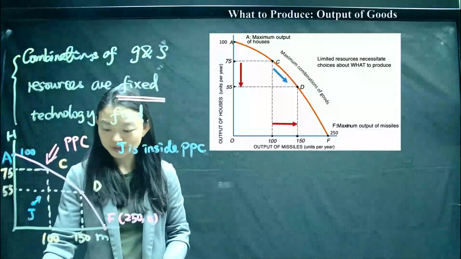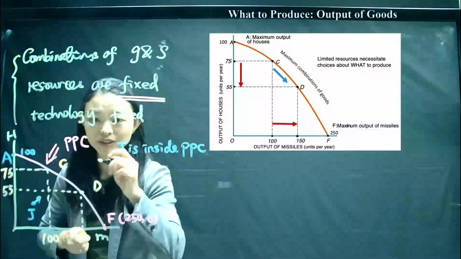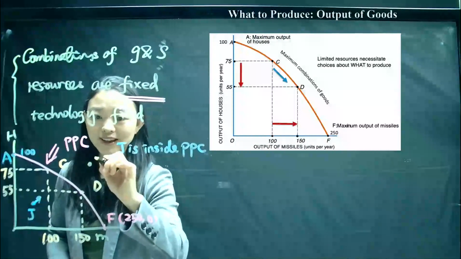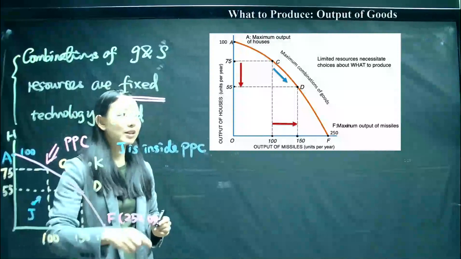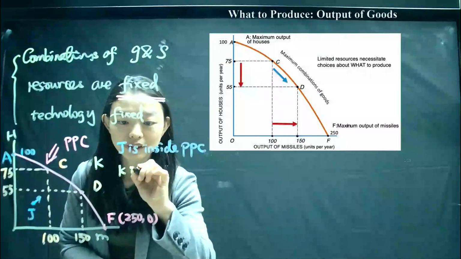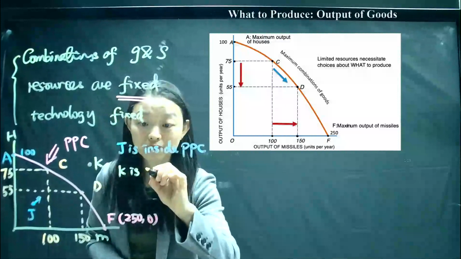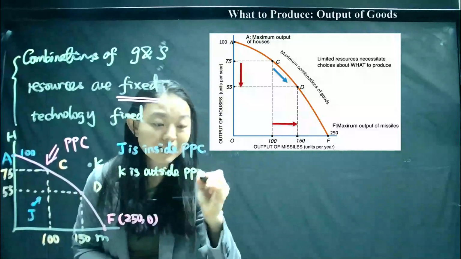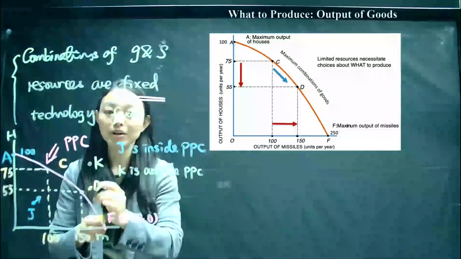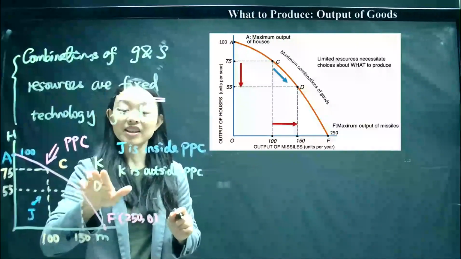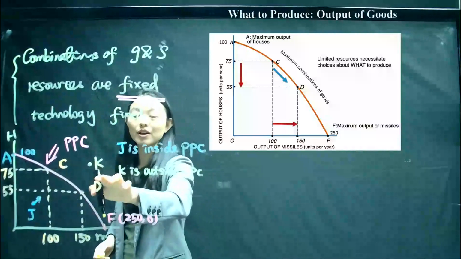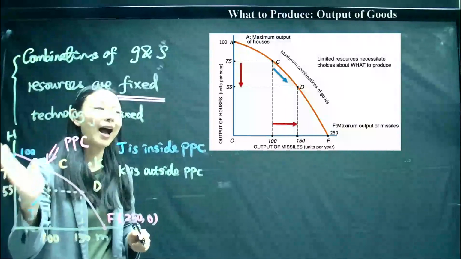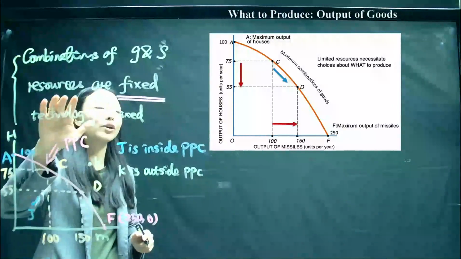Let's look at another point. I mark this one as point K. You can see point K is outside the PPC. So what does it mean? If it is outside the PPC, that means point K cannot be produced based on the available resources. It is already beyond the production of all the resources.